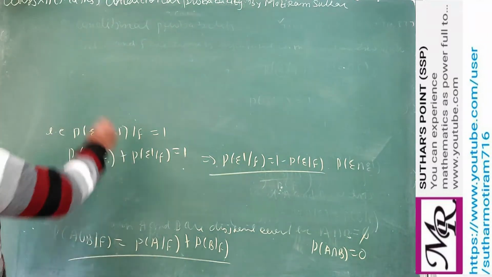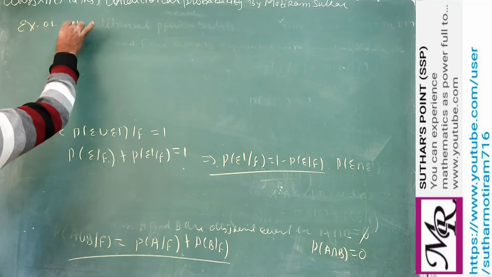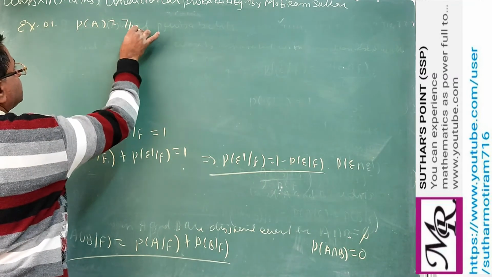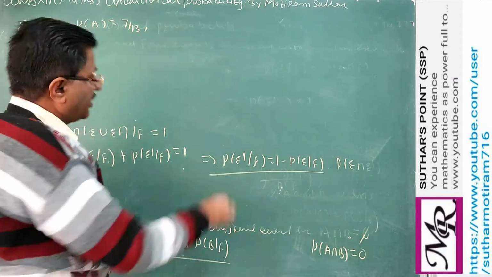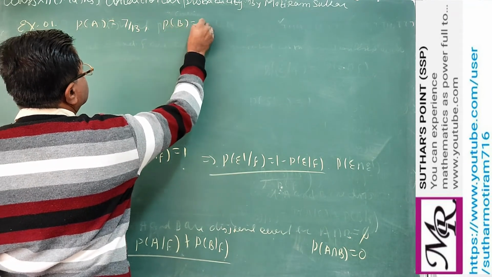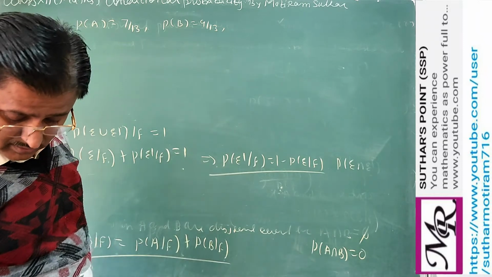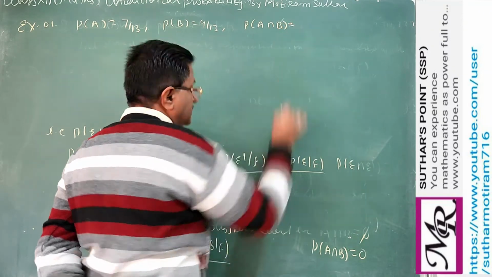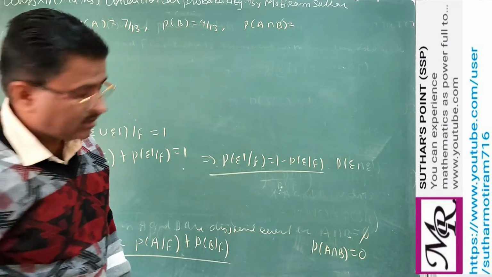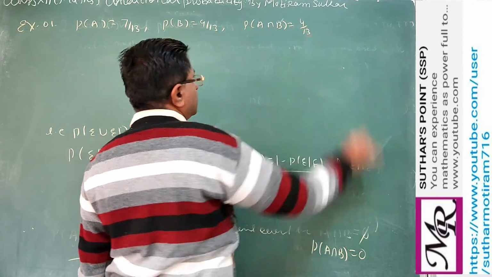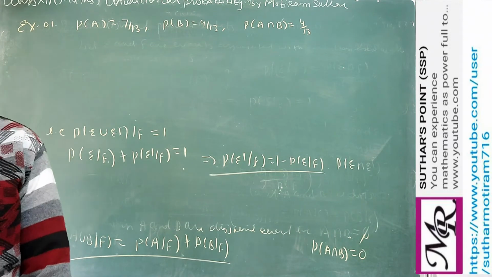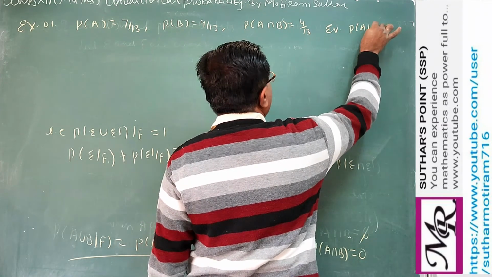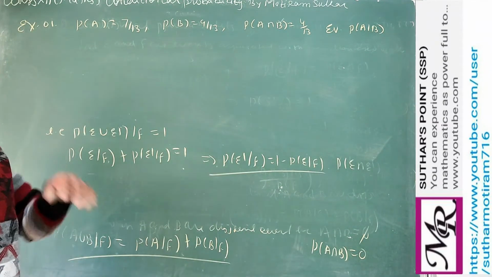Example first: if P(A) = 7/13 and P(B) = 9/13 and P(A∩B) = 4/13. Correct? Then evaluate P(A|B), a very easy question. That is the conditional probability you have to find out.